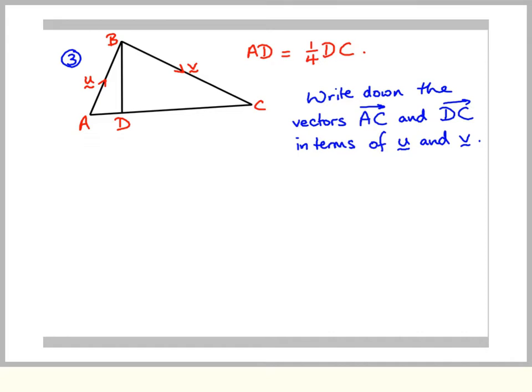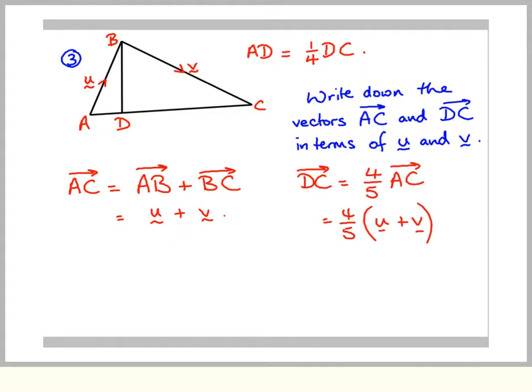Right, so AC has to go from A to B to C. That's what we've got written here. So we use the vector AB and the vector BC, nose to tail, so it's u plus v. Now, like I said, DC is 4/5 of AC, the whole thing. That's 1 part to 4, so the whole thing is 5, so that's 1/5. DC is 4/5 of the original vector AC, which we got, so it's 4/5 of u plus v.